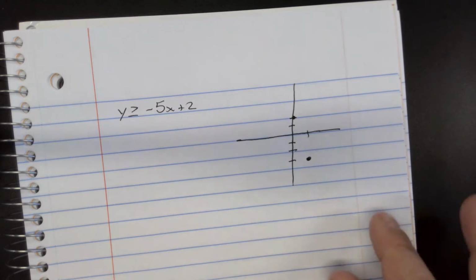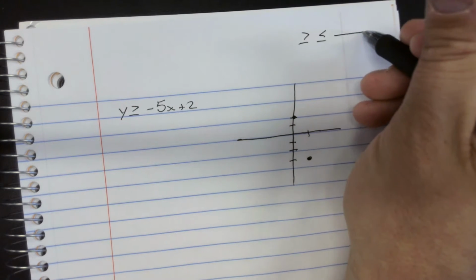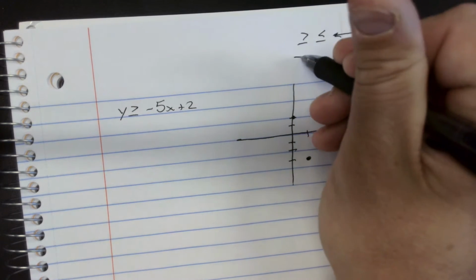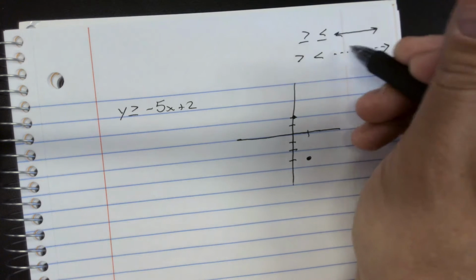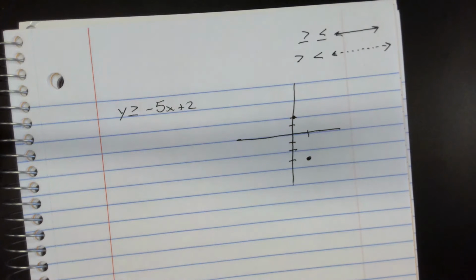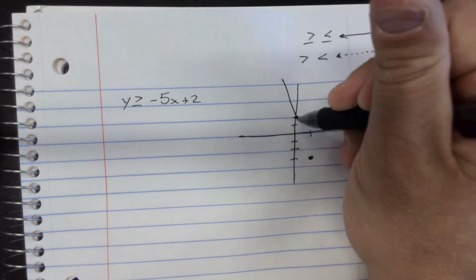Now, a couple things you should know. If the inequality is like this or like this, it's a solid line. If the inequality is like this or this, it's a dotted line. Okay? Everyone see that? So if the inequality is equal to, it's solid. If the inequality is not equal to, it's dotted. So is this one right here solid or dotted? Solid. So it's a solid line. So it's going to look like this.